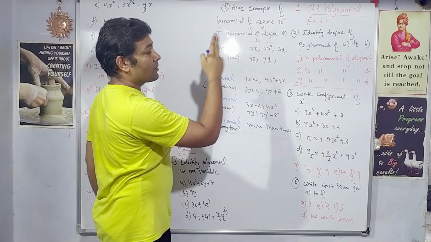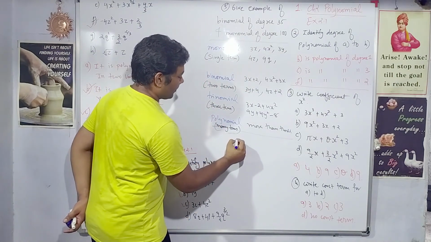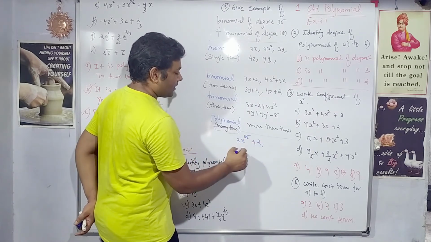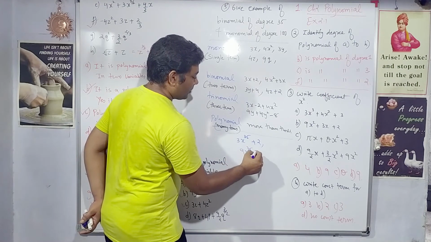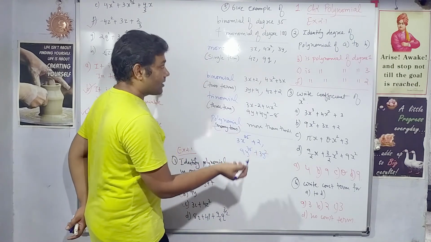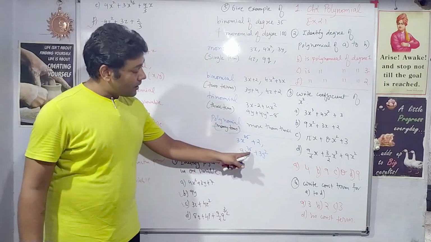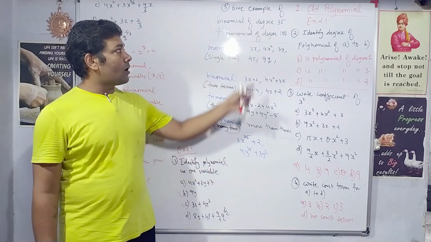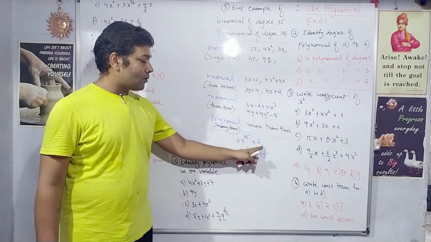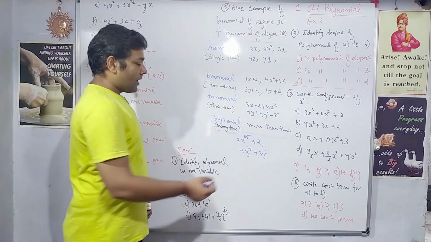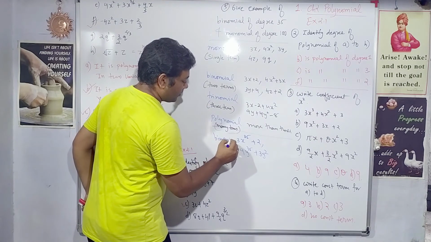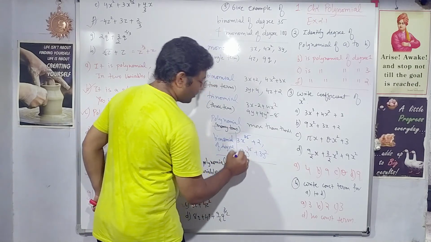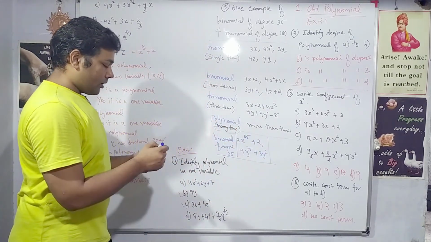Binomial means there should be 2 terms and degree 35. So what will be the answer? 3x raised to the power 35 plus 2. Right? This can be the answer. 9y raised to the power 35 plus 3y square. This is again an answer, right? So there can be many examples, but one of the terms must have degree 35. Binomial means 2 terms, highest degree is 35. So this is a binomial of degree 35. You can write down your own answer. There are multiple answers possible for this question.